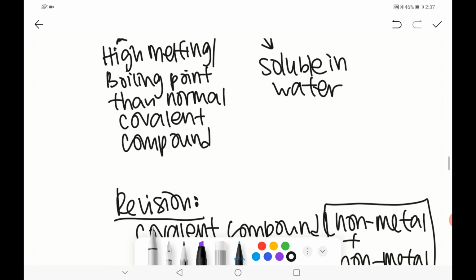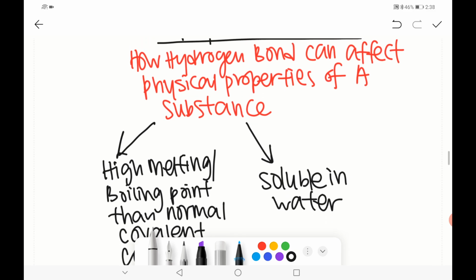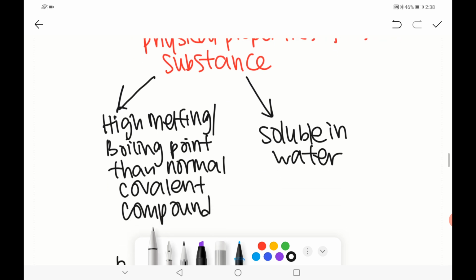Now we already understand hydrogen bond will make the substance have higher melting and boiling point compared to normal covalent compound. Remember, it is only higher than normal covalent compound. Hydrogen bond still cannot beat ionic compound. Hydrogen bond is not as strong as the electrostatic force in the ionic compound. So it can only win over the covalent compound.